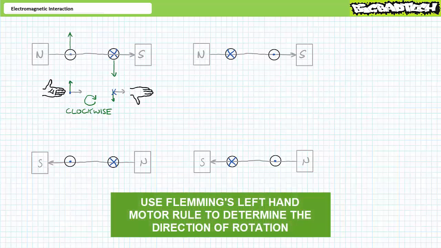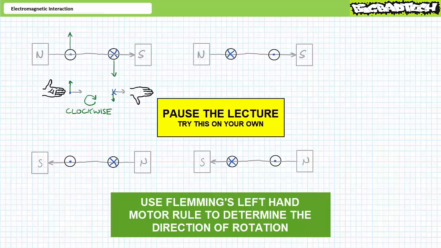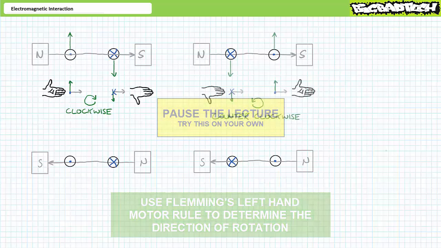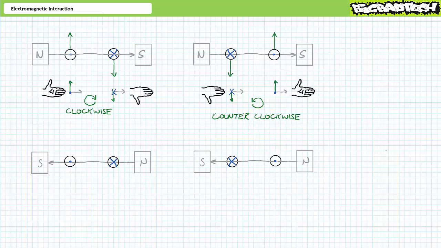See if you can apply Fleming's left-hand motor rule to all these scenarios and try to determine in which direction the two-dimensional cross-section of the three-dimensional loop will be turned. By all means, pause the lecture and try this yourself. If you're tracking, you should have observed the following. For the second scenario, an application of the left-hand motor rule for the left conductor demonstrates it would be forced downward, whereas the one on the right would be forced upward.